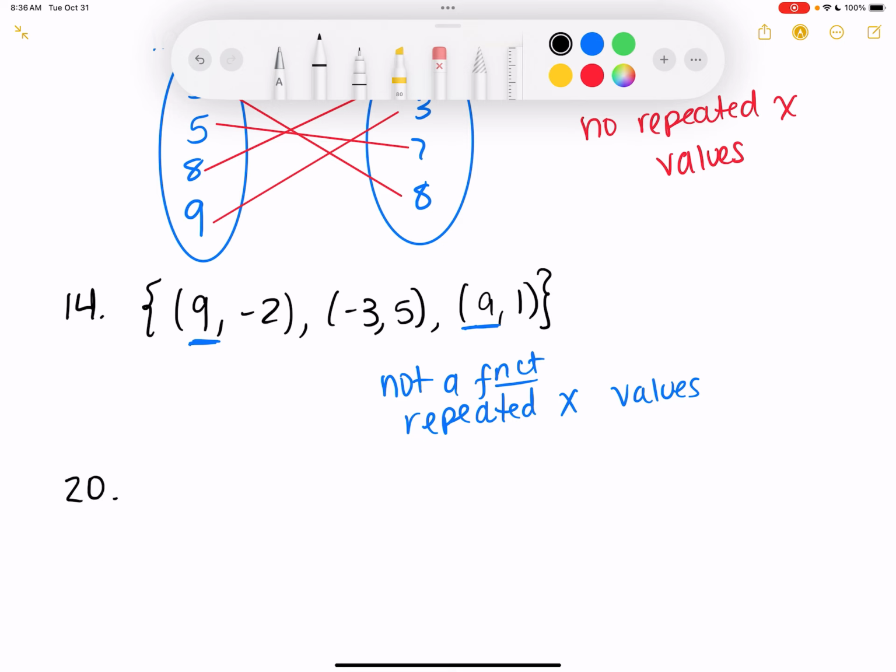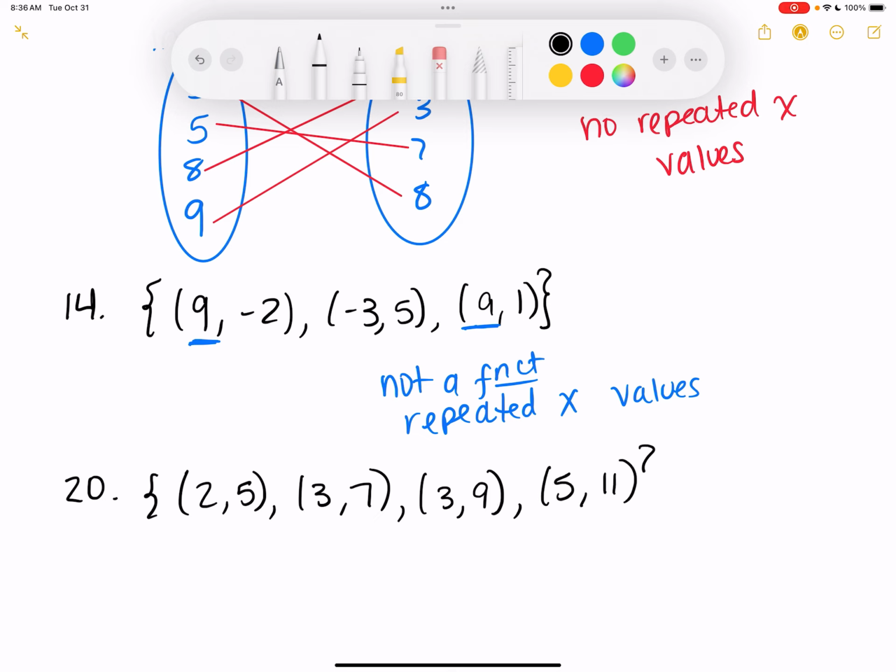So for number 20, the relation we have is (2, 5), (3, 7), (3, 9), and (5, 11). First and foremost, is this a function? No. Why not? There are two 3s, so it's not a function.